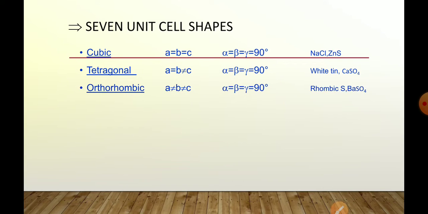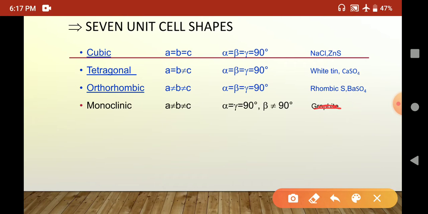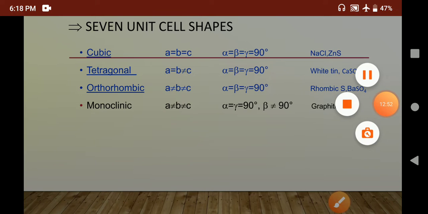Okay. Next type of unit cell is monoclinic. In this case, A is not equal to B, not equal to C, similar to orthorhombic. Sides are similar to orthorhombic, but one angle is not equal to 90 degrees. Example is graphite. Sorry, it is not graphite. In this case, monoclinic sulfur is the example. Rhombic sulfur is the example for orthorhombic, and monoclinic sulfur is the example for the monoclinic type of unit cell.